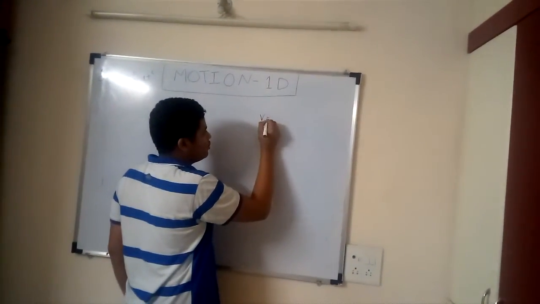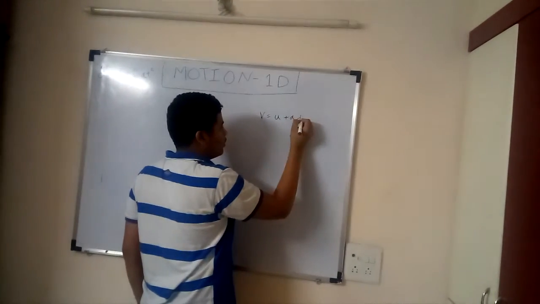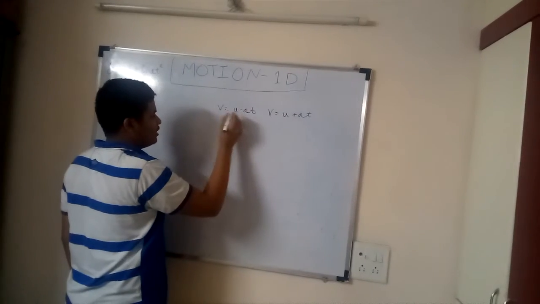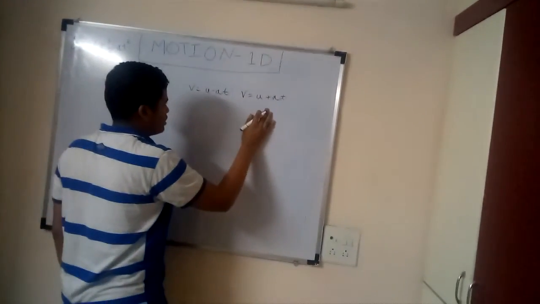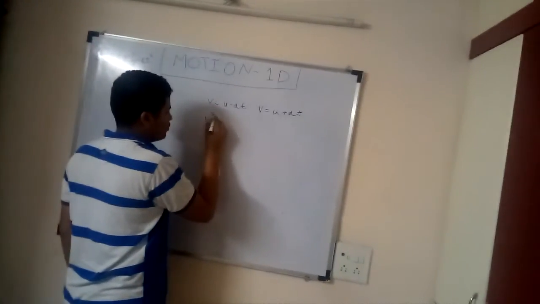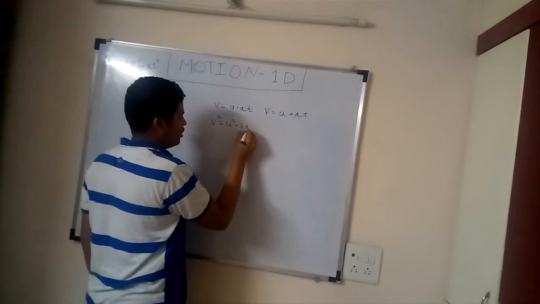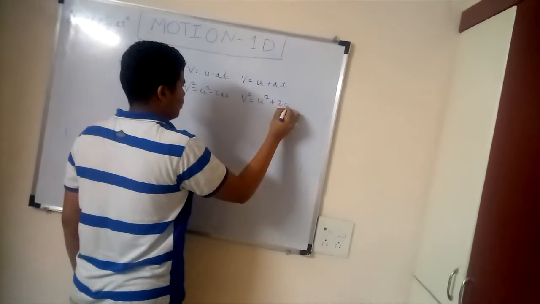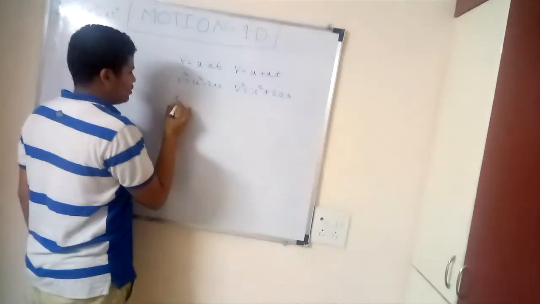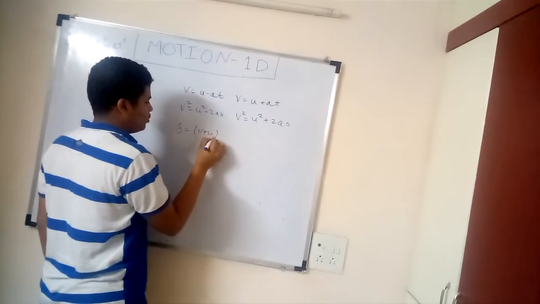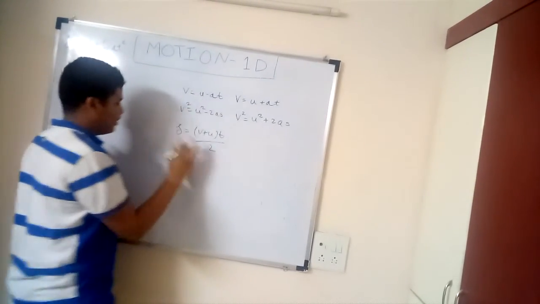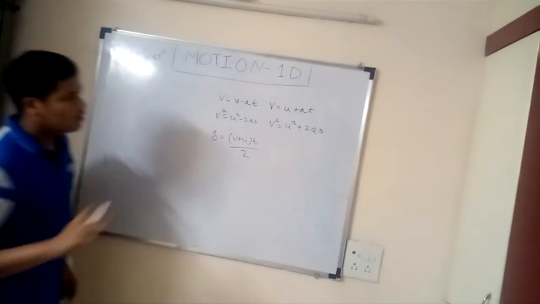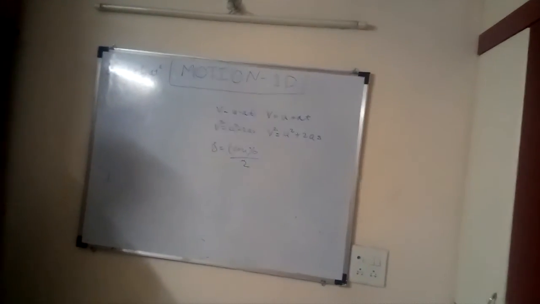The first one was v is equal to u plus at, and also v is equal to u minus at, because this is the acceleration and this is deceleration. So v square is equal to u square minus 2as, v square is equal to u square plus 2as. Displacement is equal to v plus u into t upon 2. It will remain same in both cases. You can note it down if you want it. I will stop for a minute.